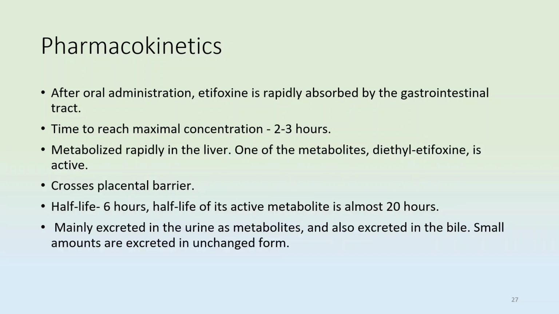Pharmacokinetics: it takes around 2 to 3 hours to reach maximum concentration. It is metabolized rapidly in the liver and crosses the placental barrier. Half-life is around 6 hours, and it is mainly excreted in urine as metabolites and also excreted in the bile. Small amounts are excreted in unchanged form, and it is rapidly absorbed through the GI tract.